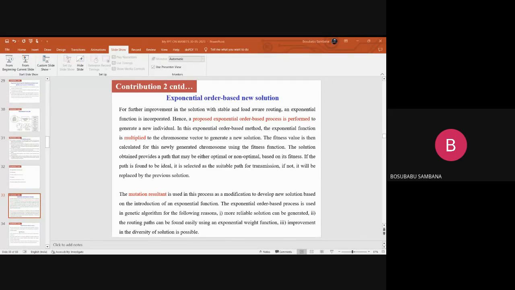The thing is, a more reliable solution can be generated, and the routing protocol paths can be found easily using the exponential weight function. Here, weight function means node weight, and improvement of the diversity of solutions is possible. That is, when the transmission of data fails, an alternative mutant solution of the problem is chosen. Then the exponential-order-based new solution depends completely on the fitness functions.